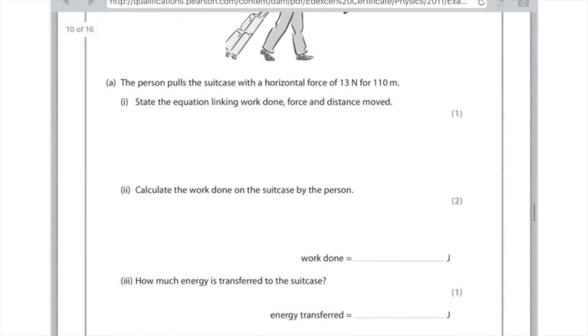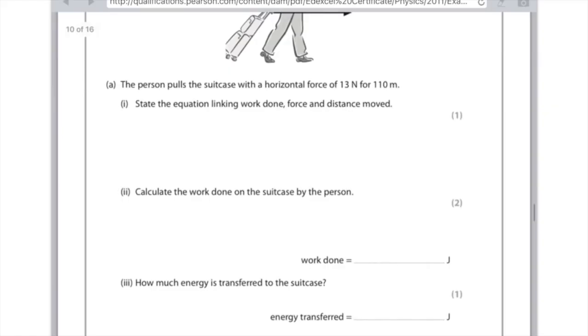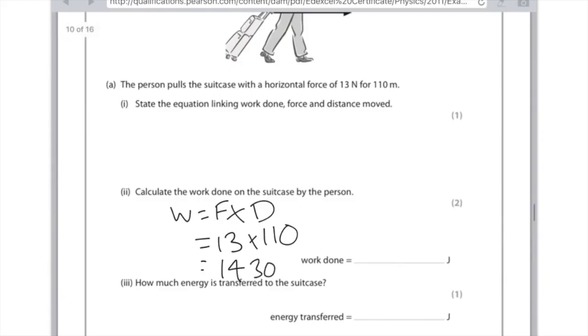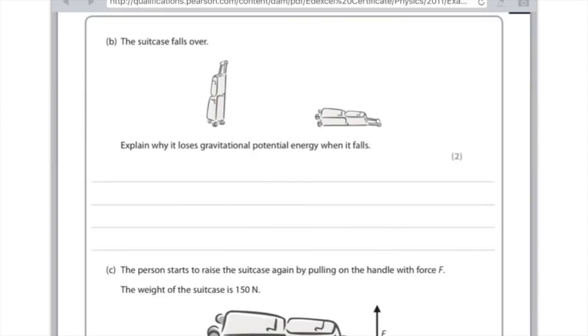So calculate the work done on the suitcase by the person. So let's just write, work done equals force times distance. Force is 13, distance is 110, and the answer here is 1,430 joules because that is the units. How much energy is transferred to the suitcase? Okay, this isn't a trick question. Just remember that work done and energy have the same unit, which is joules, so you can literally just copy that number down here.